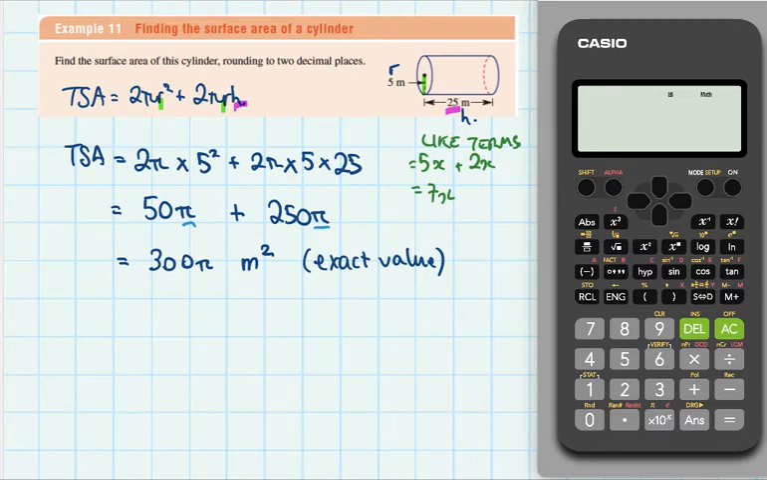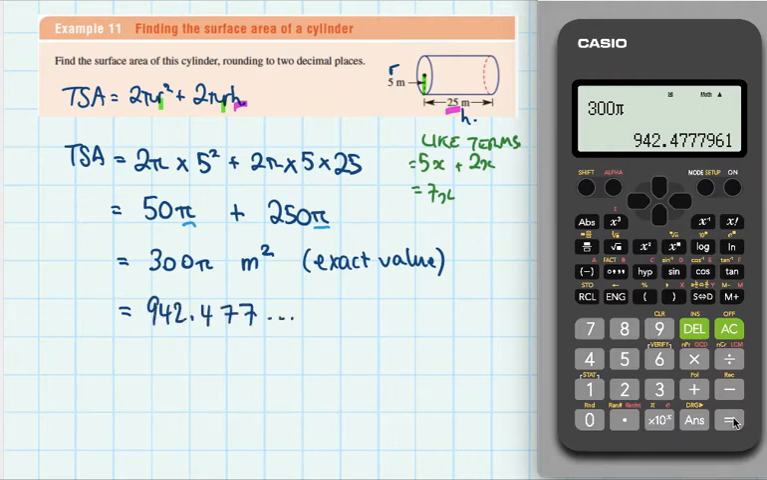Now, the question does ask for 2 decimal places. Let's go 300, shift, and that button for pi, equals, and we'll go to 2 decimal places. 942.477 dot dot dot. I'm just showing it to show the rounding. We're going to 2 decimal places, so we're going up to the 7. The neighbor to that 7 is that 7 there. That's going to round up this 7 here. So what's our final answer? 942.48, and then add the units, meters squared. So that's to 2 decimal places.